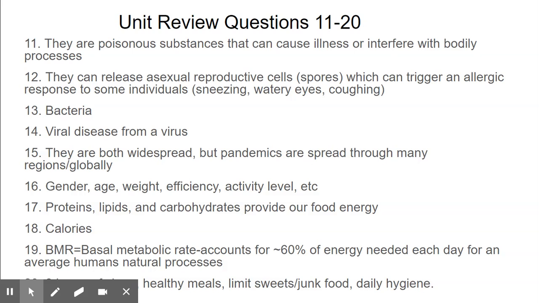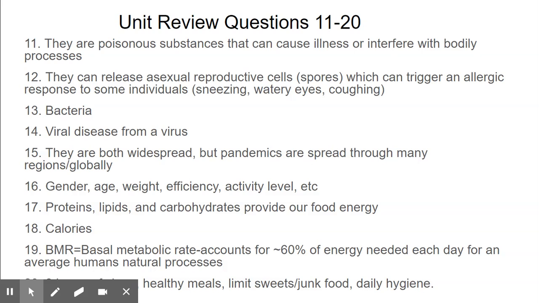Number 15, what is the difference between a pandemic and an epidemic? They are both widespread, but pandemics are spread through many regions globally. When you hear the word global, that means pandemic is present. Pan, the prefix pan means world.